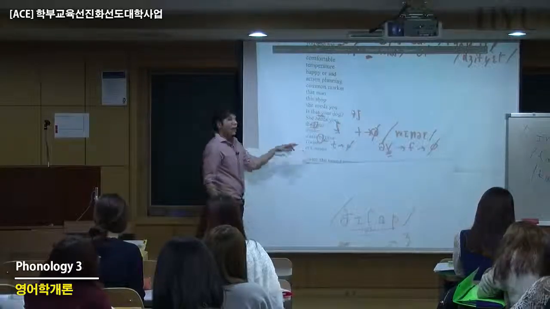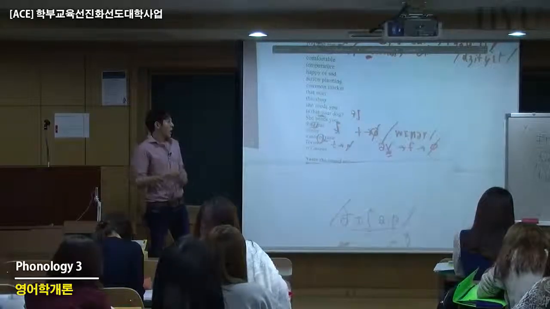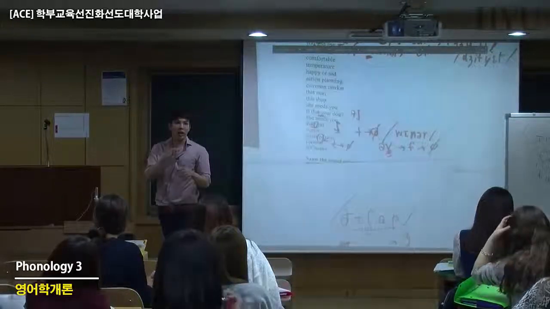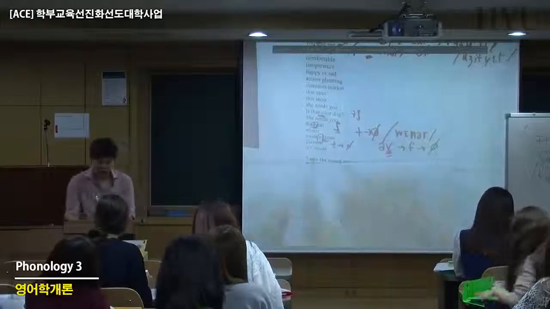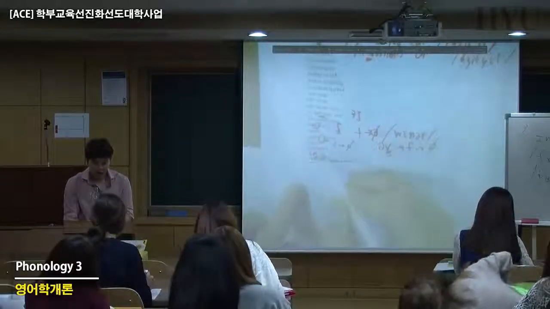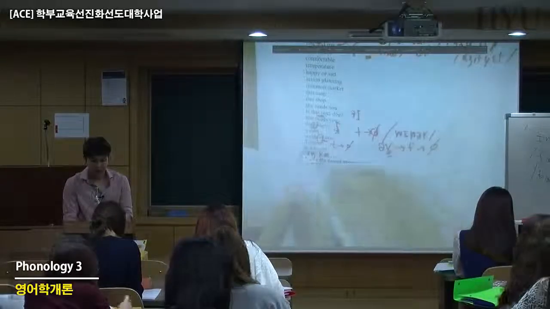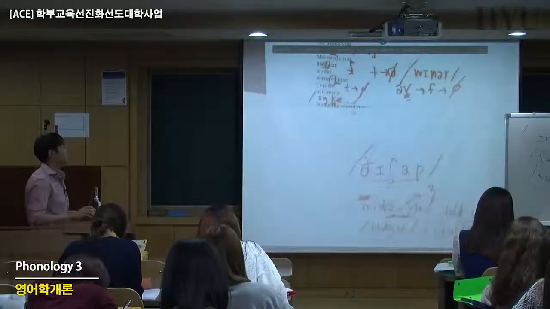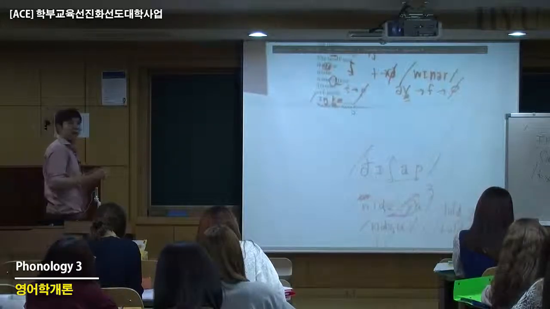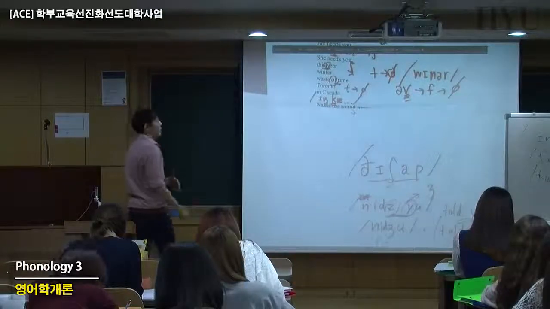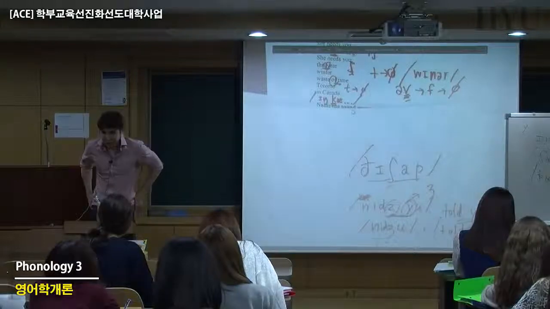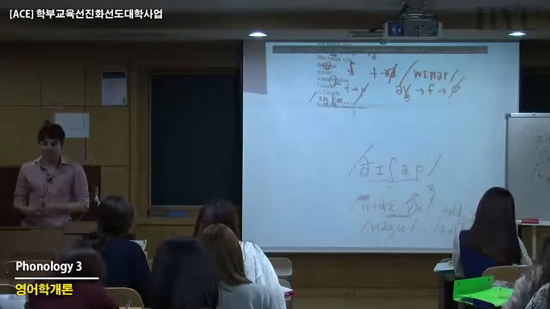Last one, in Canada. Here the N usually changes to the velar, N with the tail. So in Canada, like that. Okay? Because K is a velar sound. In Canada. Assimilation, right?